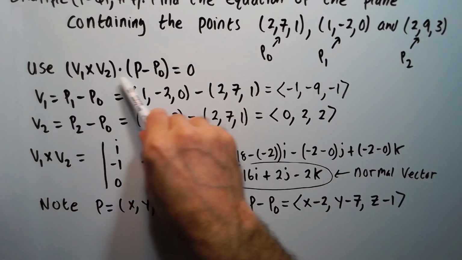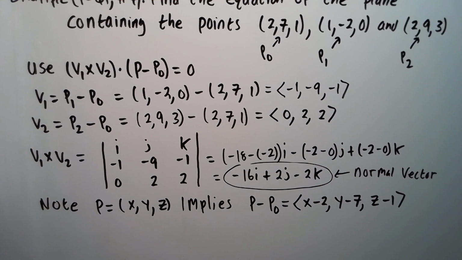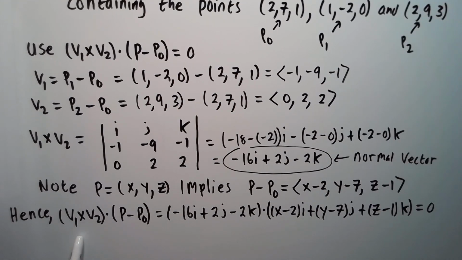Now let's use our formula up here. Our v1 cross v2 dotted with p minus p0. In our case, our v1 cross v2 is our normal vector up here, so write it here. Then dot it with our p minus p0, which is this guy up here. Using the i, j, k notation, it'll be x minus 2 i plus y minus 7 j plus z minus 1 k. So now we dot this: negative 16 times x minus 2, 2 times y minus 7, negative 2 times z minus 1. That needs to equal 0, so let's write it down here.